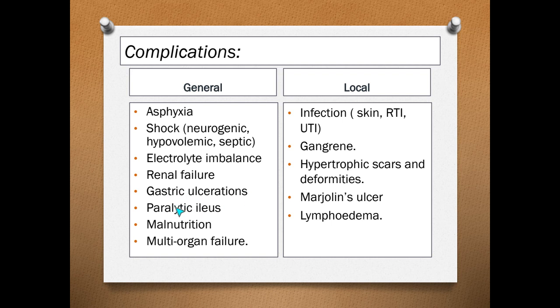Okay, gastric ulcerations also, we mentioned stress ulcers develop in cases of burns, paralytic ileus, malnutrition, multi-organ failure. All these can happen in a patient with burns. Locally, we have infection. It can involve the skin, respiratory tract, or urinary tract infection. Gangrene in cases of electrical burns, where we have deep burns and damage and thrombosis of the vessels, and hypertrophic scars and deformities, Marjolin's ulcers, we are going to see an example, and lymphedema.